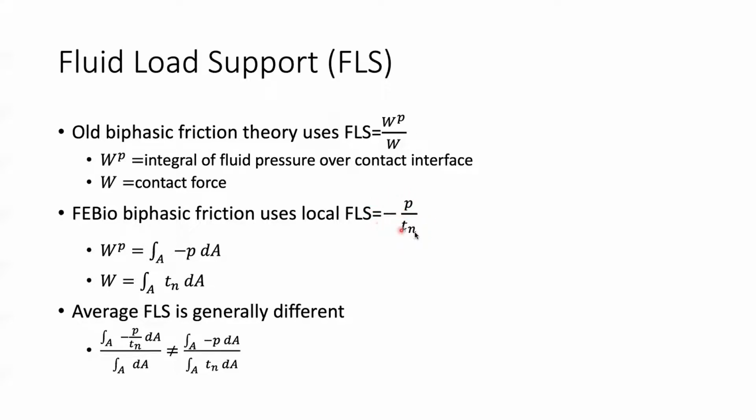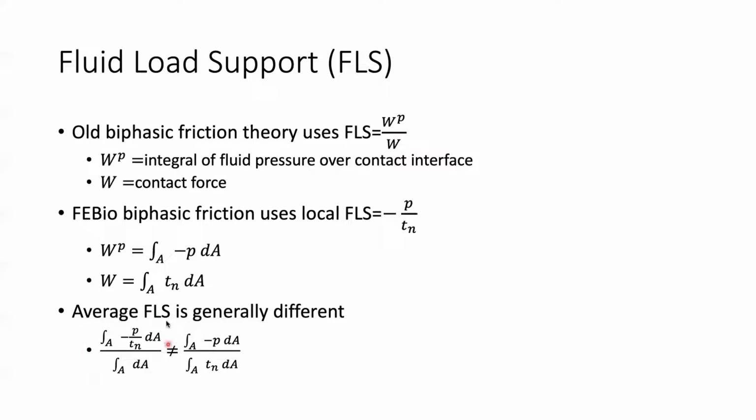So we actually use a local fluid load support, which is different from the fluid load support that we used in our previous experimental studies. And the average of this local fluid load support is generally different from the ratio of these two forces. So you can see mathematically, this ratio here, which is the average of the local fluid load support, is not the same as WP over W.